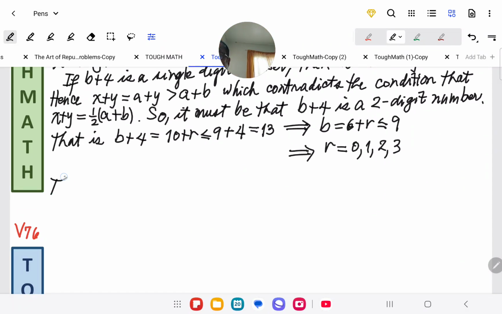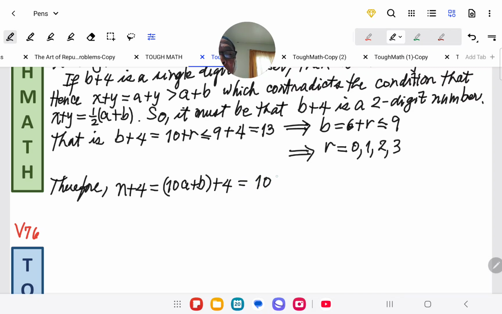Therefore, n plus 4 is equal to 10a plus b plus 4, which equals 10a plus 6 plus r plus 4, which equals 10a plus 10 plus r.